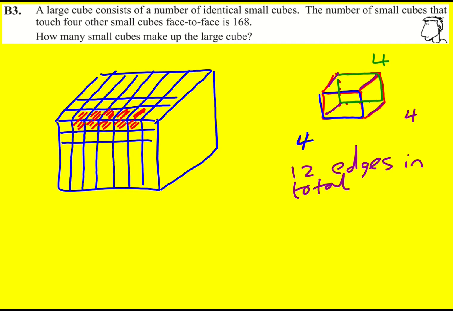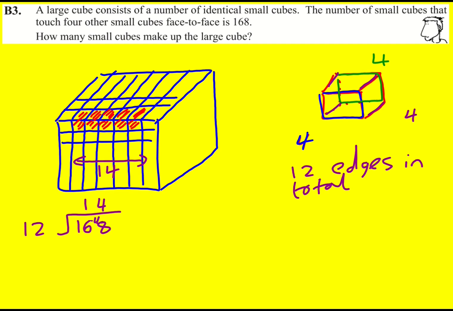And the reason that's useful is because I've got 168 of these cubes, but they're going to be split up along these 12 edges. So I need to do 12s into 168. So 14. What that means is that there's going to be 14 cubes along each of these edges, except remember, we're not going to be including the corners.